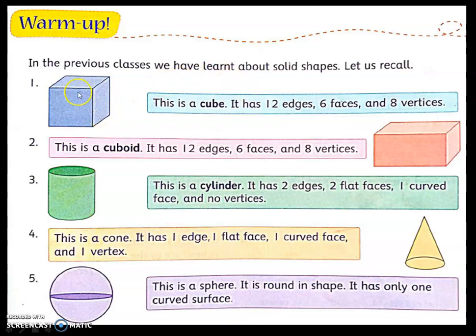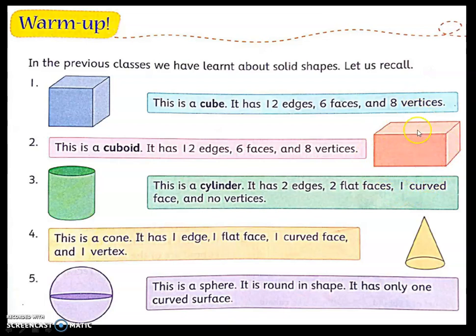a cube has 12 edges, 6 faces and 8 vertices. And similarly the cuboid has got the same number of edges, faces and vertices, but the measurement will be different. Here the cube has got the same measurement towards the edges, whereas in a cuboid the lengthwise it is different and breadthwise it is different. So these two sides will be the same.